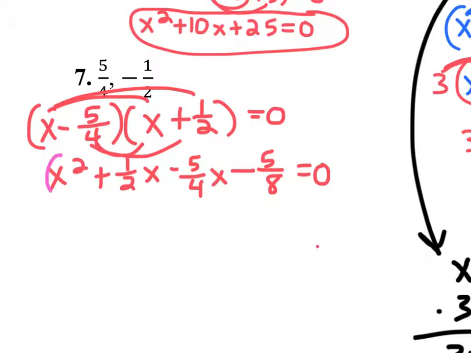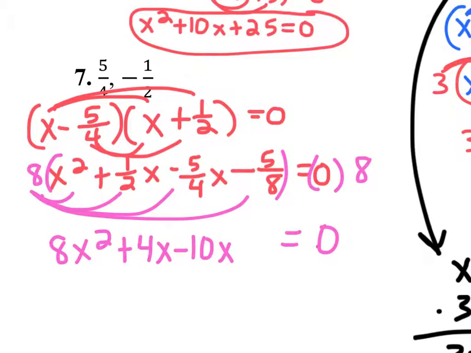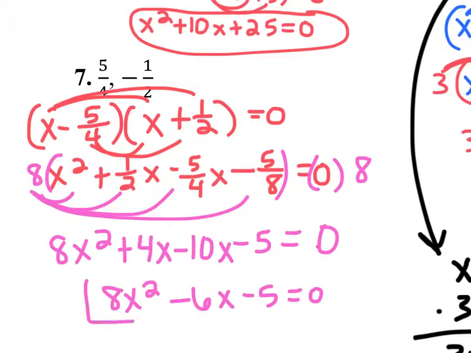So don't forget to multiply everything on both sides by 8. Again, it doesn't affect the right side. Then we have 8 times x squared is 8x squared. 8 times 1/2 x is 4x. 8 times negative 5/4 x is negative 40 over 4, so that's negative 10x. 8 times negative 5/8 is negative 5. Combine like terms, and 8x squared minus 6x minus 5 equals 0 is your quadratic.